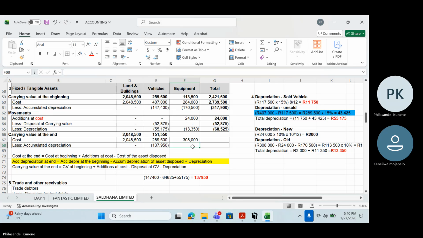$183,850. How did we get this one? Accumulated depreciation at the beginning. Yes. Minus 0 plus depreciation. Exactly, plus depreciation. Then we're getting this amount. Then how much will be our carrying value?